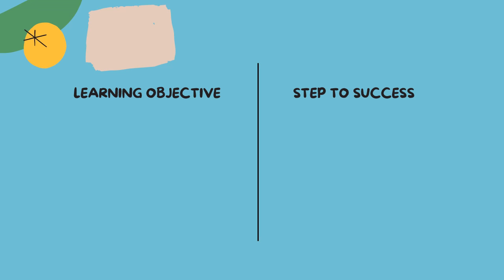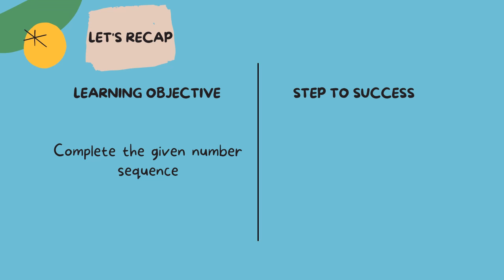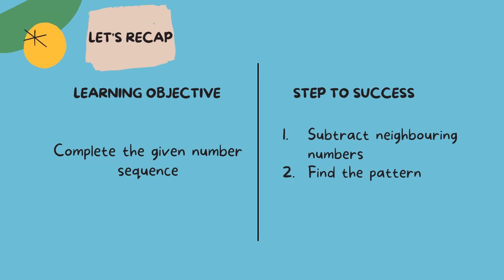So let us quickly recap our learning objective for today. Today we are completing the given number sequence. Our step to success for today, our first one is we are going to subtract neighboring numbers. Neighboring, from the word neighbor, means they are next to each other. Step 2 is we're going to find the pattern and see if the pattern is consistent, meaning if the pattern is the same. Third one is we are completing the number sequence.